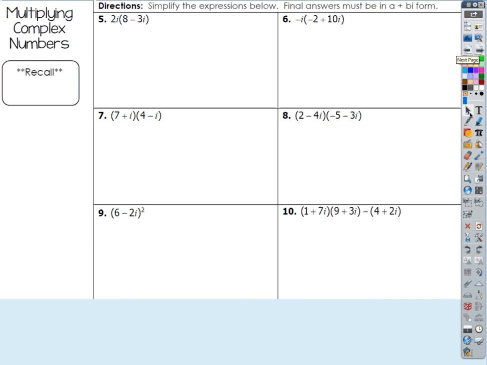Multiplying is really not that much different either. The one thing we have to remember when we're multiplying complex numbers, you can add this to your notes if you want to. You remind me, what is i squared equal to?